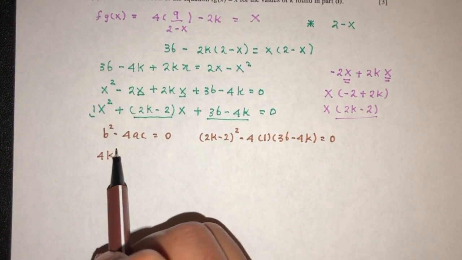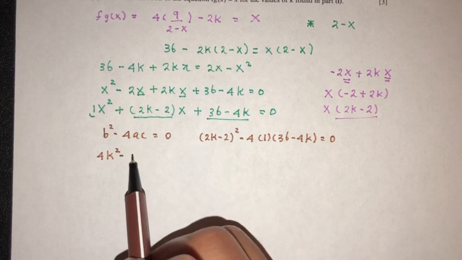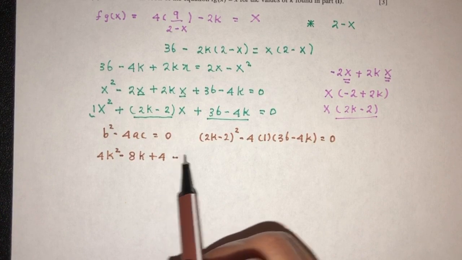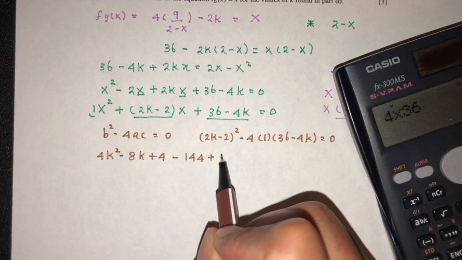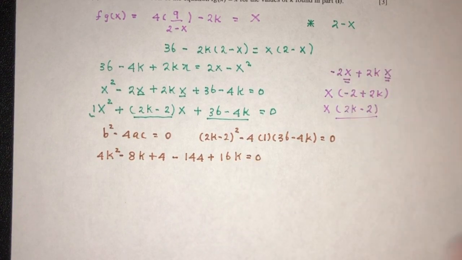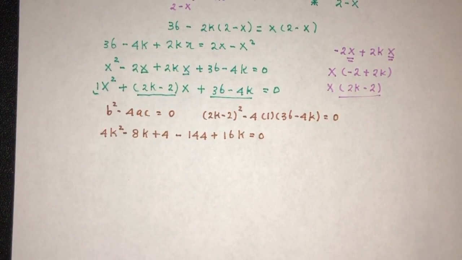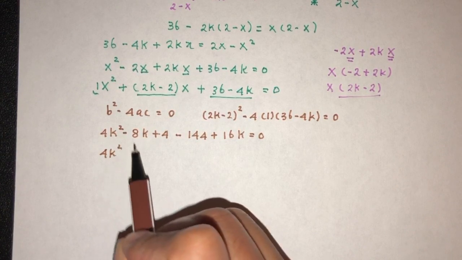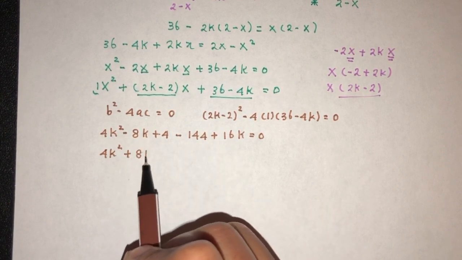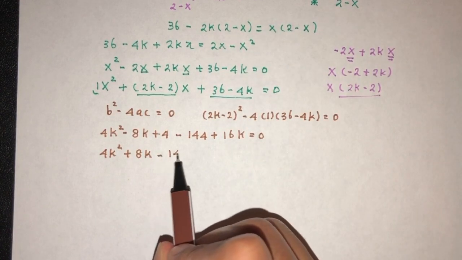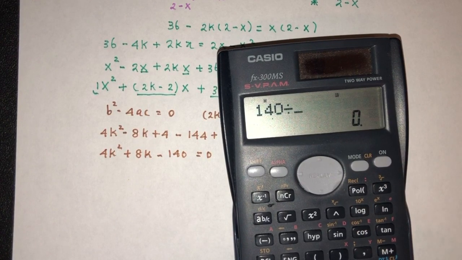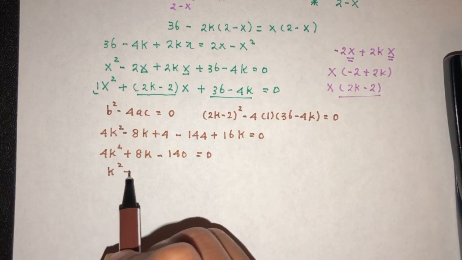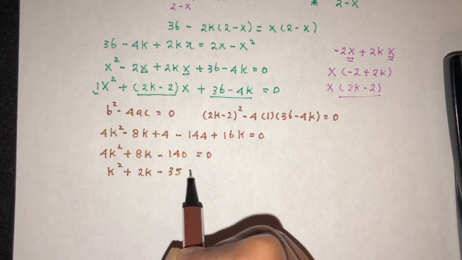That will be 4k squared minus 2 times 2 times 2, that should be 8k, and plus 4, minus, so what is 4 times 36? That will be 144 plus 16k equal to 0. Okay, great. Now we will have to try to simplify this one by one. We have 4k squared minus 8k plus 16k should be plus 8k. And here we have plus 4, minus 144, that should be minus 140 equal to 0. Now, as we can see, we have 4 here, 8 here, and 140. So we can try to divide by 4 and see what happens. That will become k squared plus 2k minus 35 equal to 0.